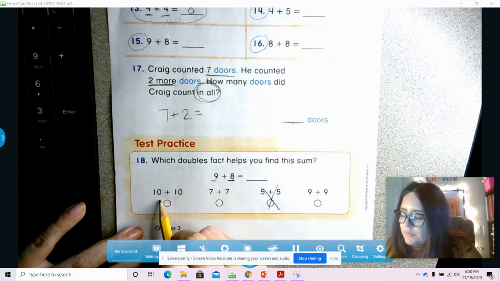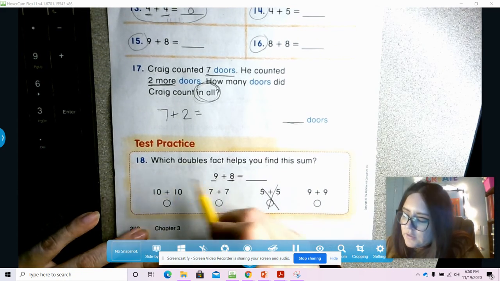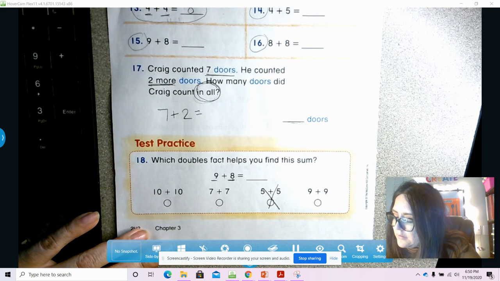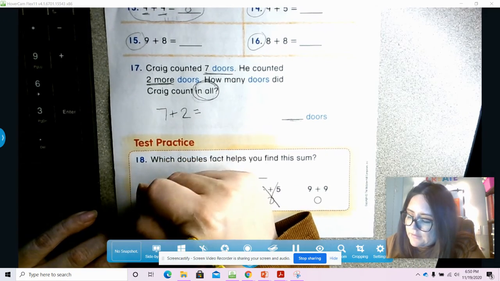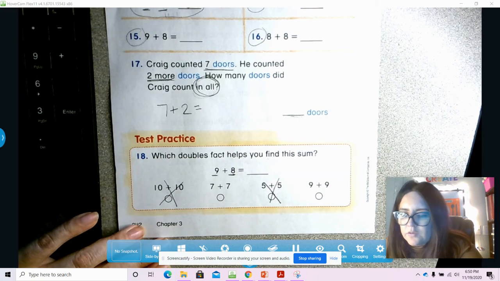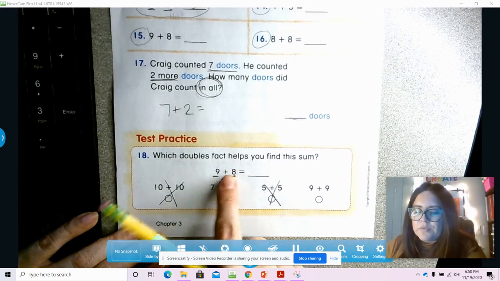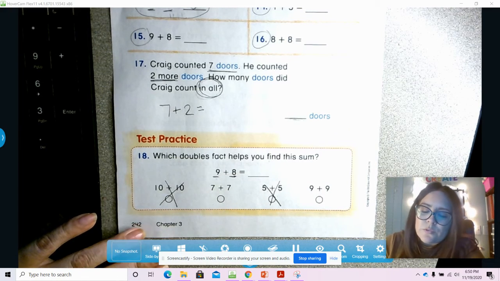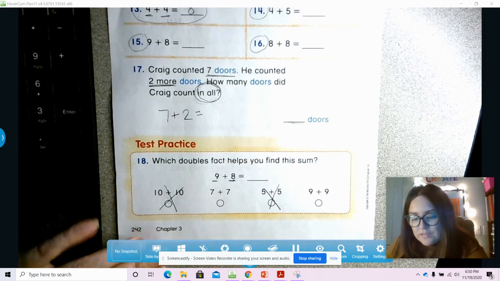Is it 10 plus 10? No, 10 is pretty close to 9 and 8, but so is 7 and 9. I'm going to say no to 10. So that leaves you with 2 more. Which of these 2 is closest to 9 plus 8 and would help us do a doubles plus 1 or a doubles minus 1? Go ahead and circle your answer, and then you're going to be all done.